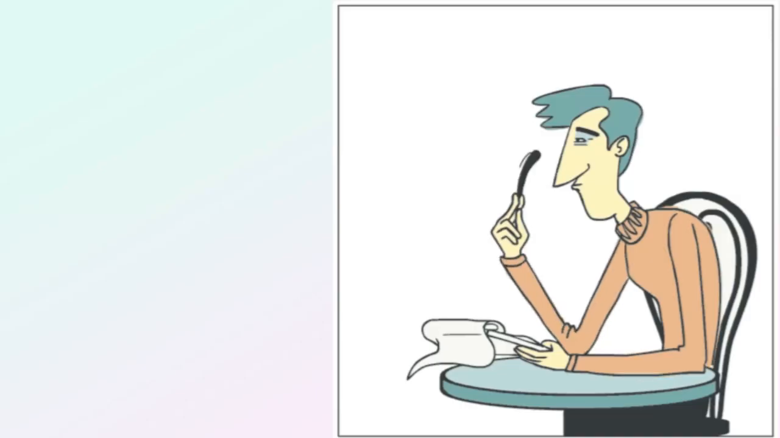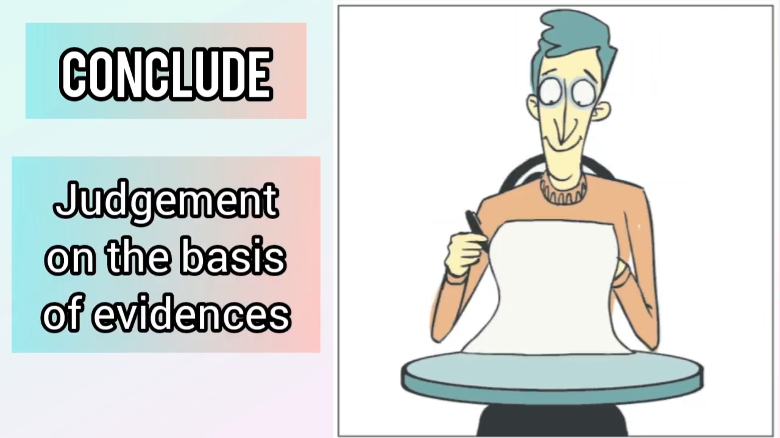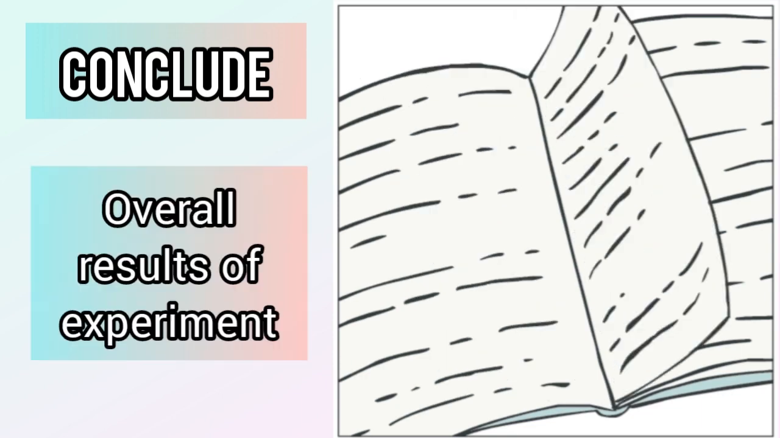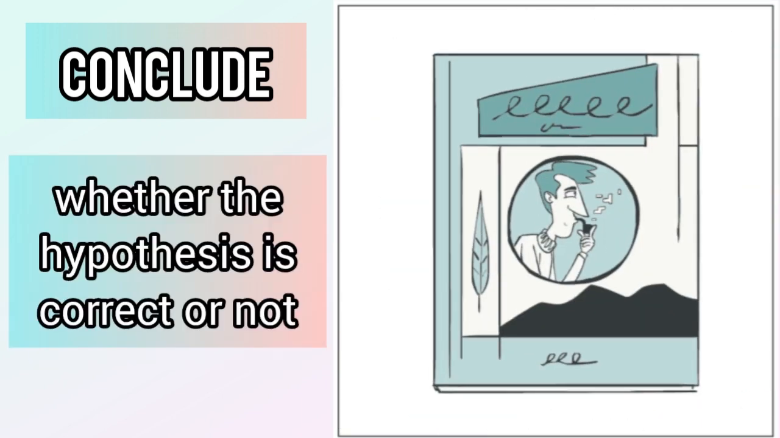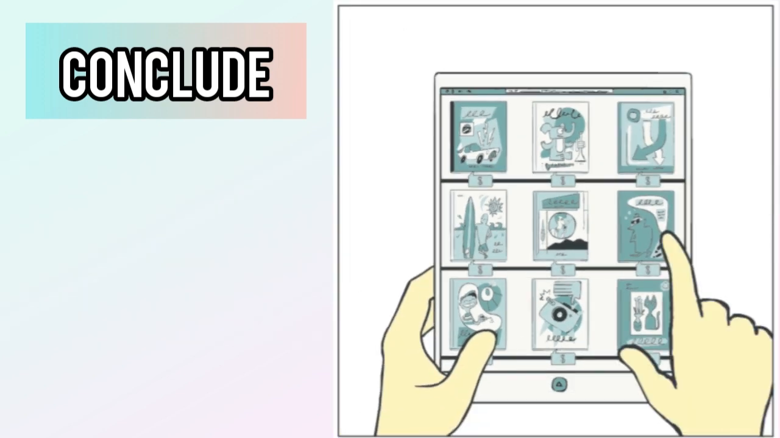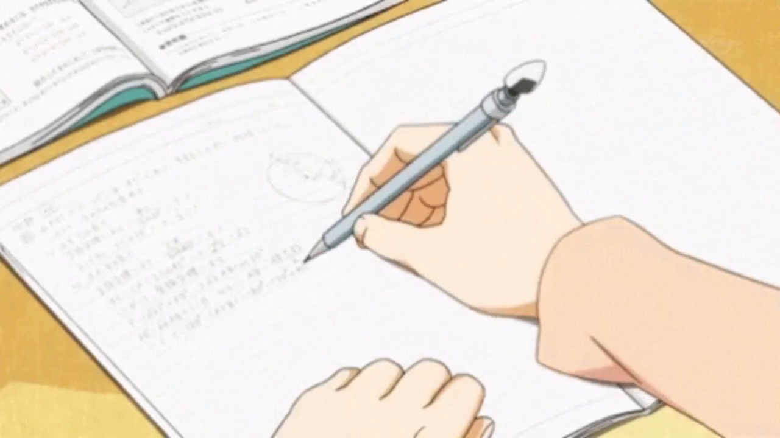The sixth and last step in scientific method is conclude. Conclude means judgment on the basis of evidences. It also discusses the overall results of an experimental procedure and explains whether the proposed hypothesis at the beginning of the experiment was correct or not. In this step, you are already presenting the results of your experiment.